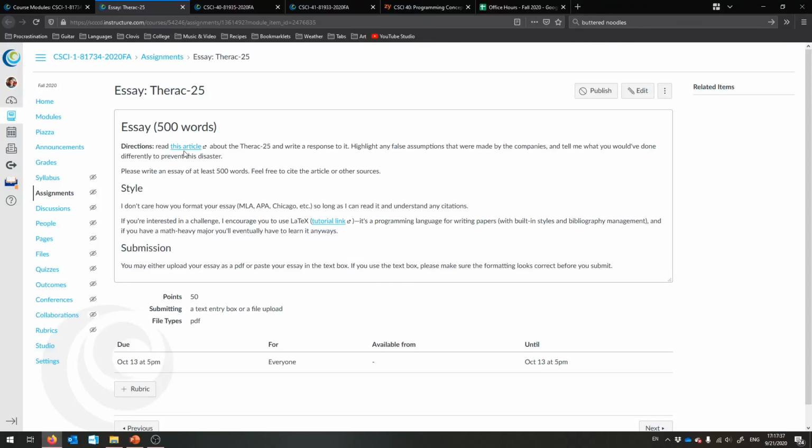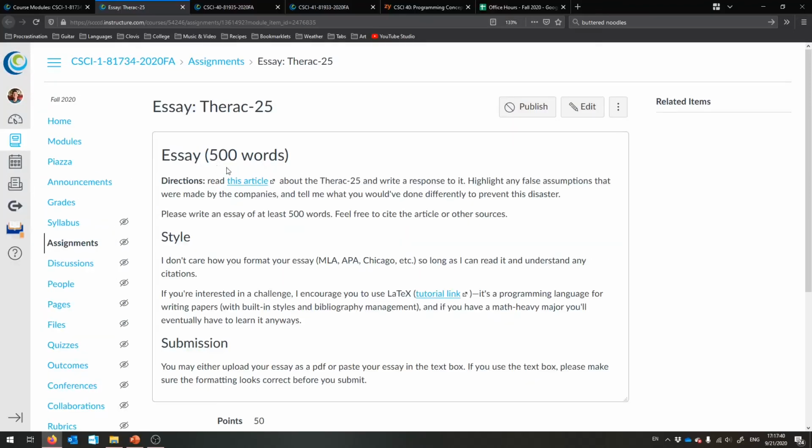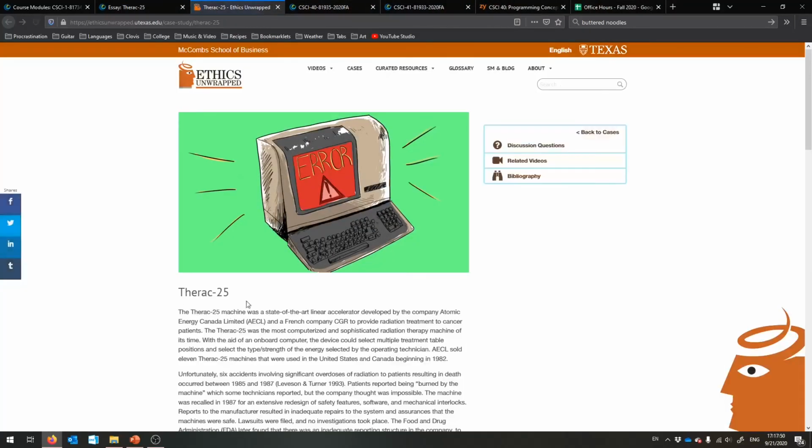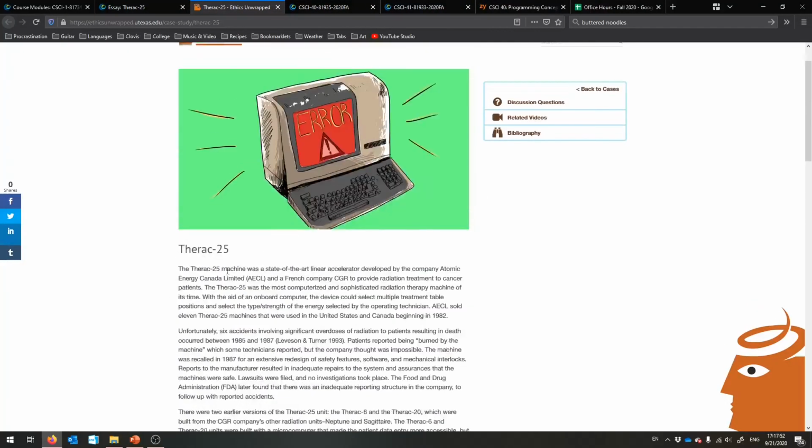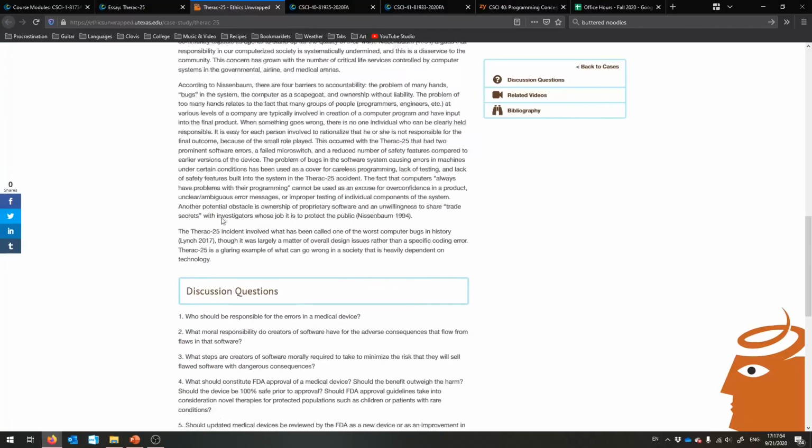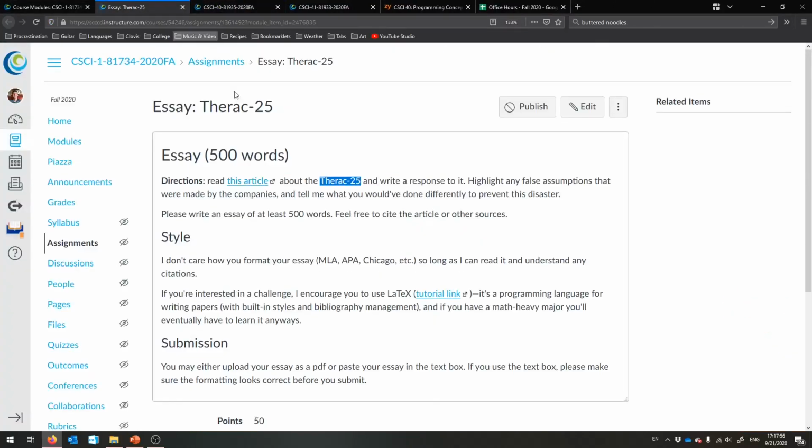And so you're going to read an article. Make this larger. You'll read an article about this device called the Therac 25, and I want you to write a response to it. So here it is. It'll look like this for you. It's a device. It was a medical device, and you'll read about it. It's a bad story, unfortunately.